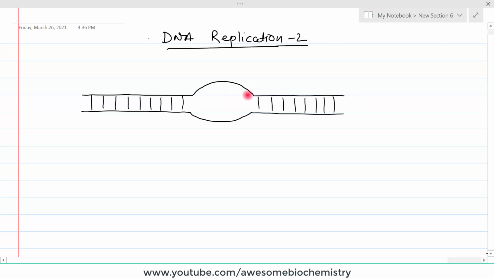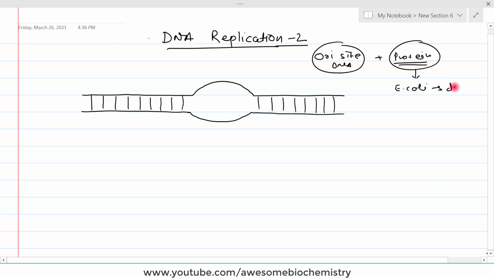In the previous video on DNA replication, we saw how the replication bubble forms. We saw that there is one site on DNA known as the Ori site. The Ori site binds with certain proteins which recognize it and form the replication bubbles. For E. coli, that protein is the DnaA protein.